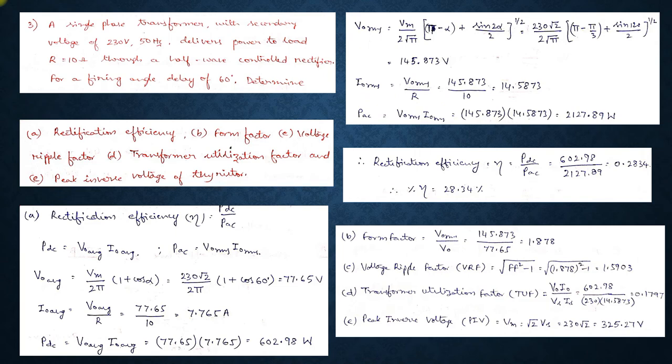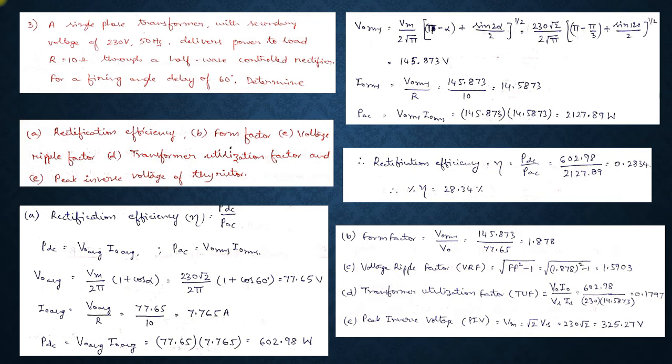So now what is form factor? Form factor is V naught RMS by V naught average. So it will be equal to 145.873 divided by 77.65. Okay, so it will be equal to 1.878. So this is the form factor.